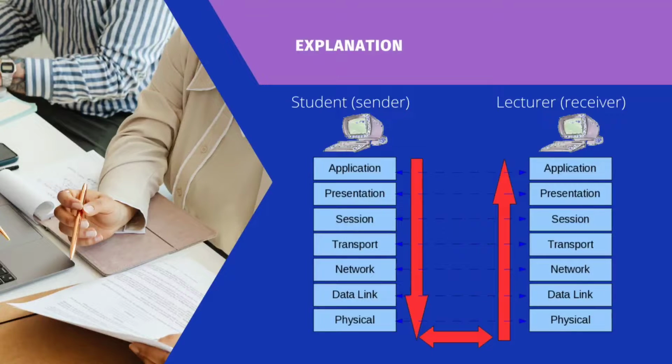And then after that, it will go to the network layer. Data received from the transport layer is encapsulated with the source and destination IP address, which is the lecturer's IP address. Lastly, it will go to the physical layer, and the packet of data will be sent to the lecturer using a crossover cable, and the packet of data will go through the same process but in backward order.